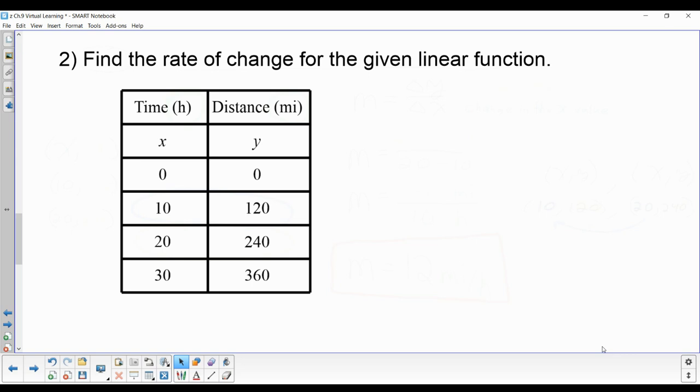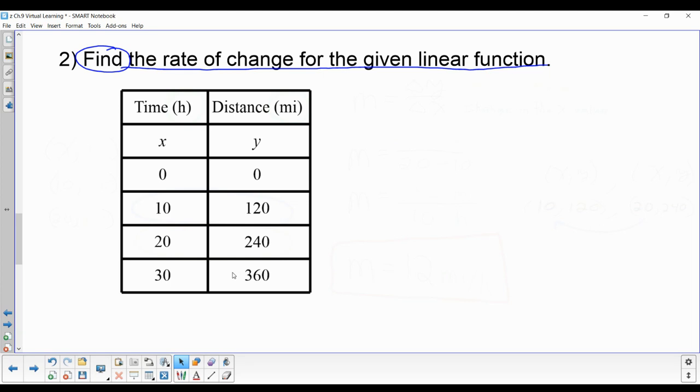For our second example, we are not being given two ordered pairs. We're being asked to find the rate of change for the given linear function. Linear just means if we were to graph these points, it would give us a straight line. Now, while we aren't being given 2 points directly, we are being given 4 points on the table: 0, 0, 10, 120, 20, 240, and 30, 360.